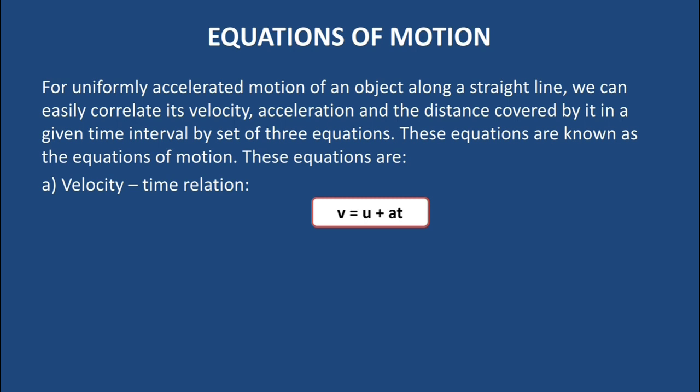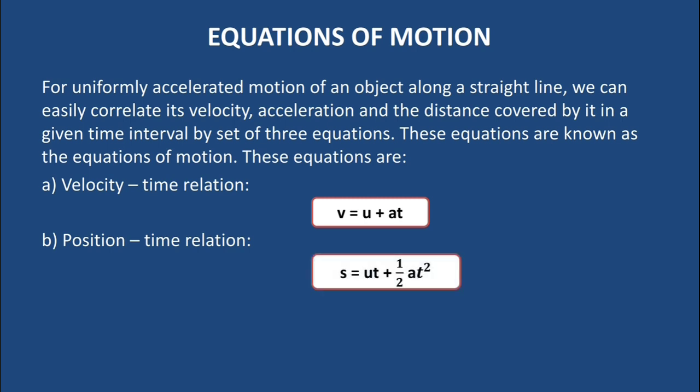Now the second equation of motion is also known as position time relation. Let an object be moving with an initial velocity of u, and under a uniform acceleration it covers a total distance of s, or we can say magnitude of displacement s. Then we have a relation given by s is equal to ut plus half at square, where s is the total distance or magnitude of displacement covered by the object in the time interval t, and a is the uniform acceleration.